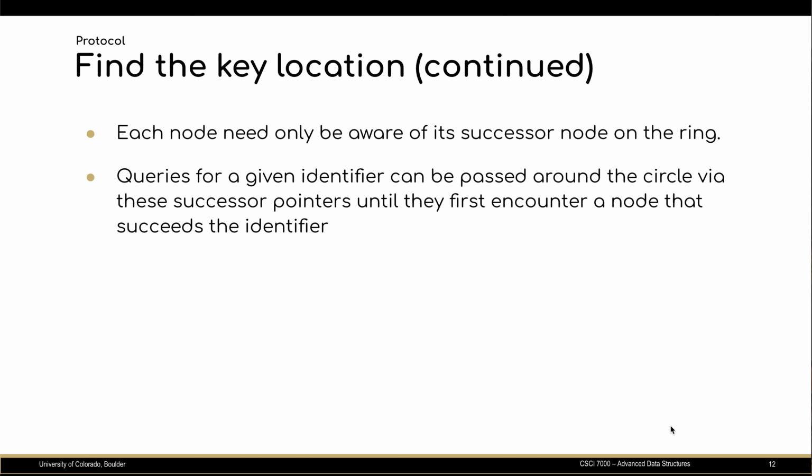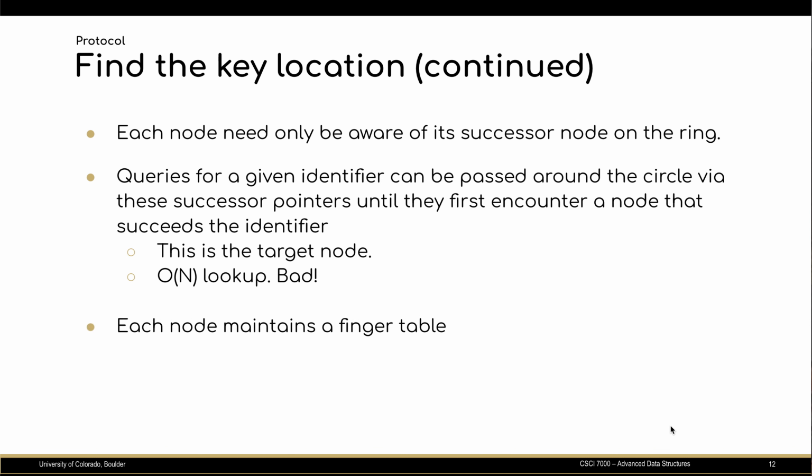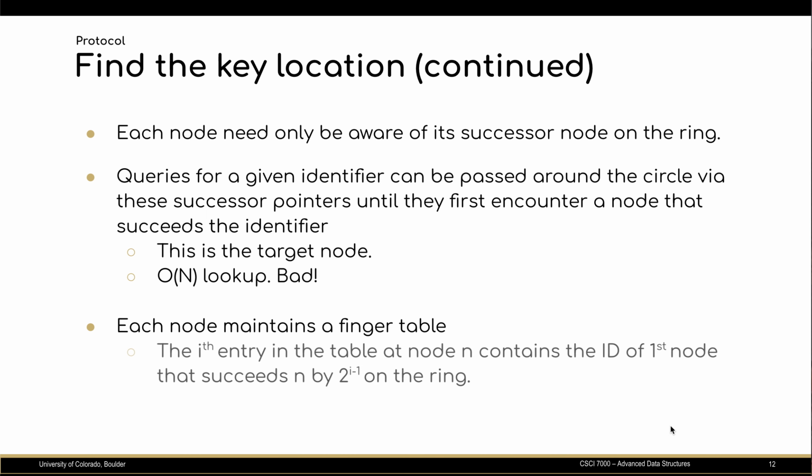So this is a very simple design. It's very fault tolerant in a way that as long as every node knows what the next node is, the query lookup could happen. However, it's very expensive because it requires a linear scan, visiting all the nodes in the ring in the worst case. It's a bad design. So to circumvent this issue in a Chord structure, each node maintains a finger table.